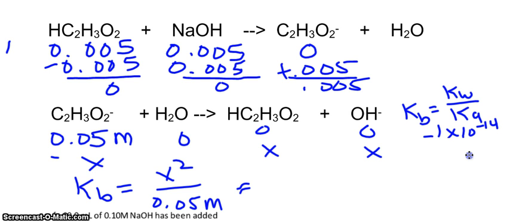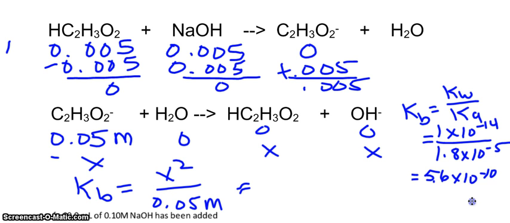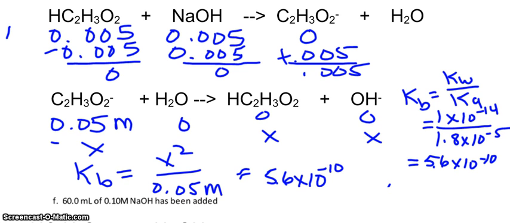So here is Kb. It's equal to Kw over Ka, which is equal to 1 times 10 to the negative 14th over 1.8 times 10 to the negative 5th. And so that's your Kb value. So now I know what my Kb is, and I can solve for X. So X squared is equal to 0.05 molar times your Kb. Solve for X, and we can find it here. So X is equal to 5.929 times 10 to the negative 6.